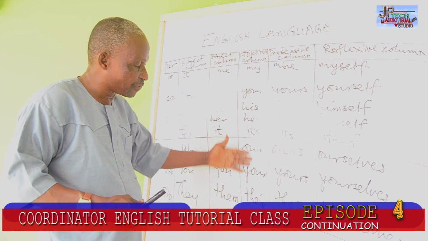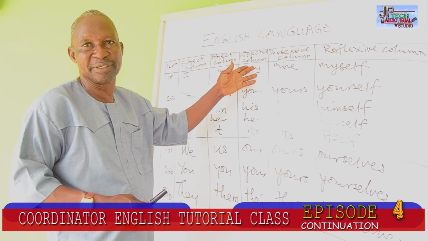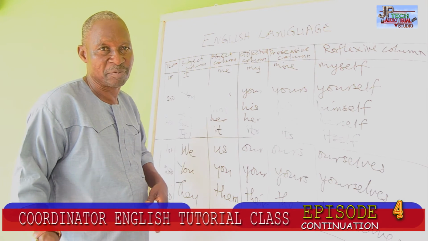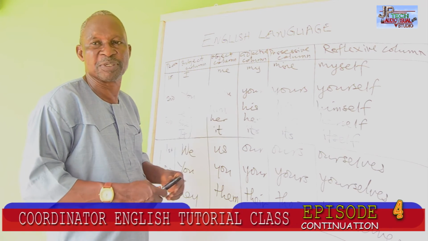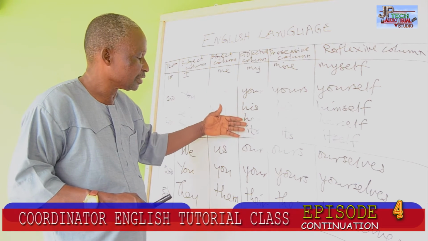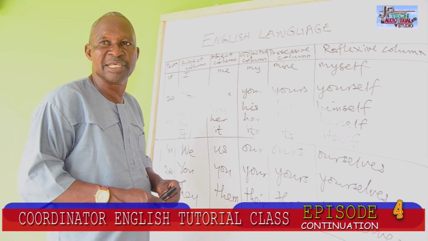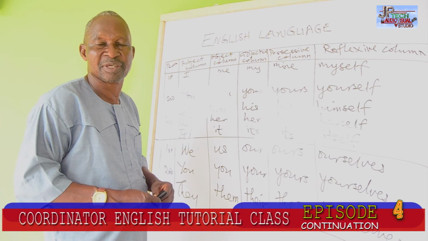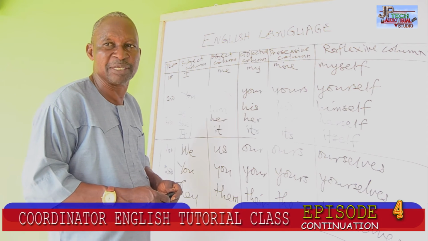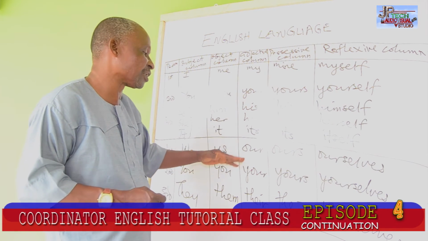Adjective: they come before nouns. This is my bag. My qualifies bag to refer to who possesses the bag. My, your, his, her, its, our, your, their. They know their parents. They can identify their parents. We have taken our books.